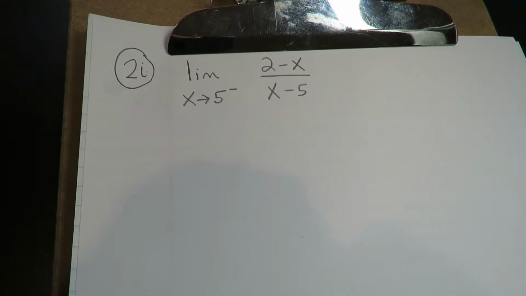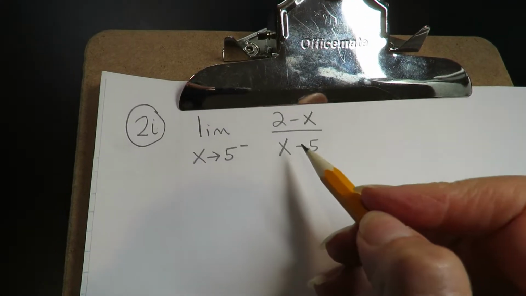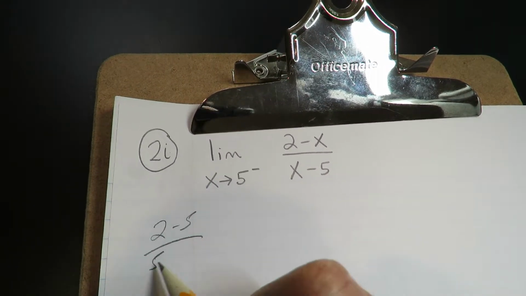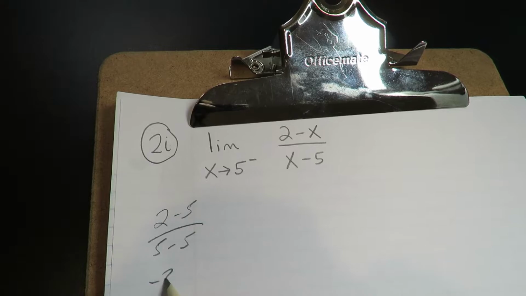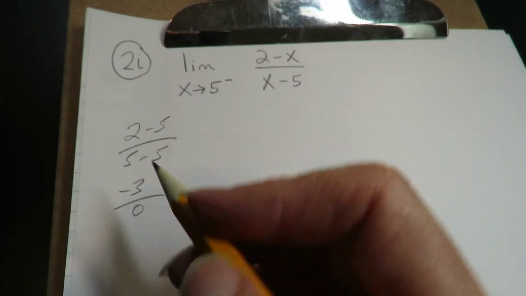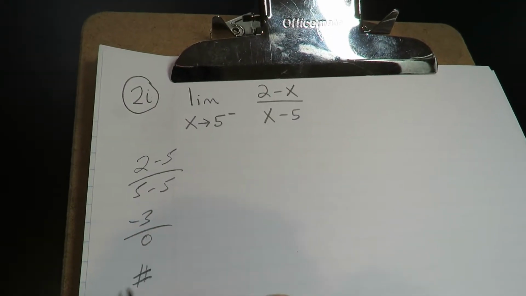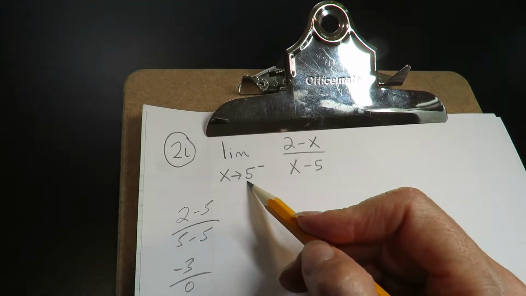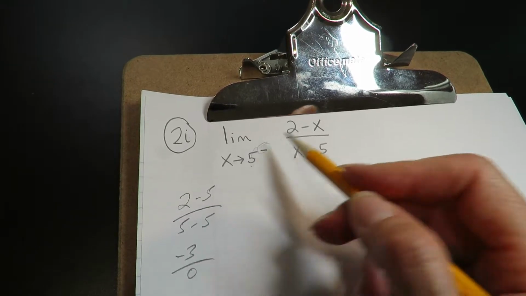Hi gang, for test 1 we're going to go over 2i. So when you plug in 5, you get 2 minus 5 over 5 minus 5, so we get negative 3 over 0. And remember, whenever you get a number over 0, we're looking at a vertical asymptote. And it's important to note that you're coming in from just the left side.